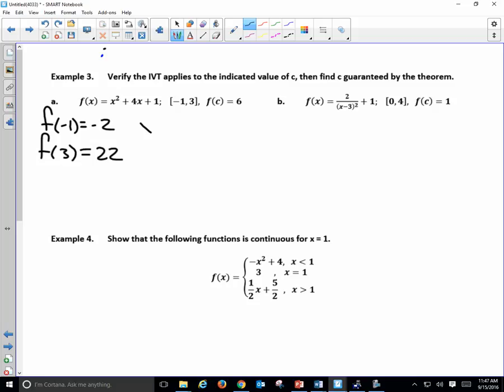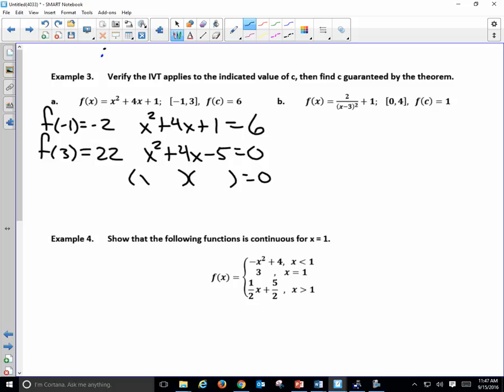So let's find it. We'll take x squared plus 4x plus 1, and we'll set it equal to 6. We want to find where it's equal to 6. Subtract the 6, you get x squared plus 4x minus 5 equals 0. Does that factor? You got negative 5 and positive 1. Did they both satisfy it? Does just one? Did neither one?